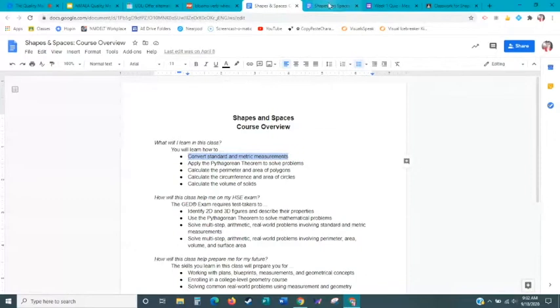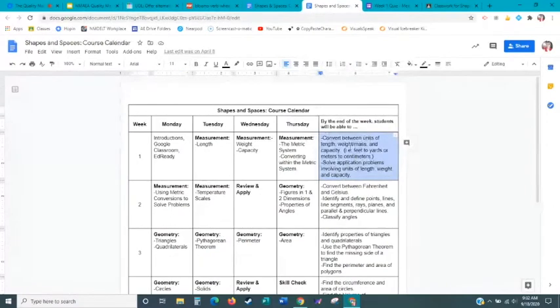And then our module objectives for that is going to be convert between units of length, weight or mass, and capacity. For example, feet to yards or meters to centimeters. And then solve application problems involving units of length, weight, and capacity. So now what I want you to do with that information is you decide, as a reviewer, are those objectives measurable? Could you measure that?